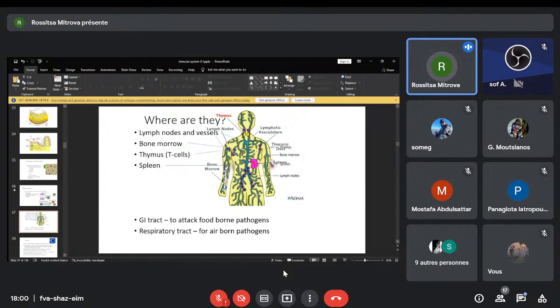All these cells are in lymph nodes, vessels, bone marrow, thymus gland, and spleen. Their life cycle passes through the spleen, and usually they are destroyed in the spleen, and some of them in the gastrointestinal tract to attack foodborne pathogens, or in the respiratory tract for airborne pathogens.